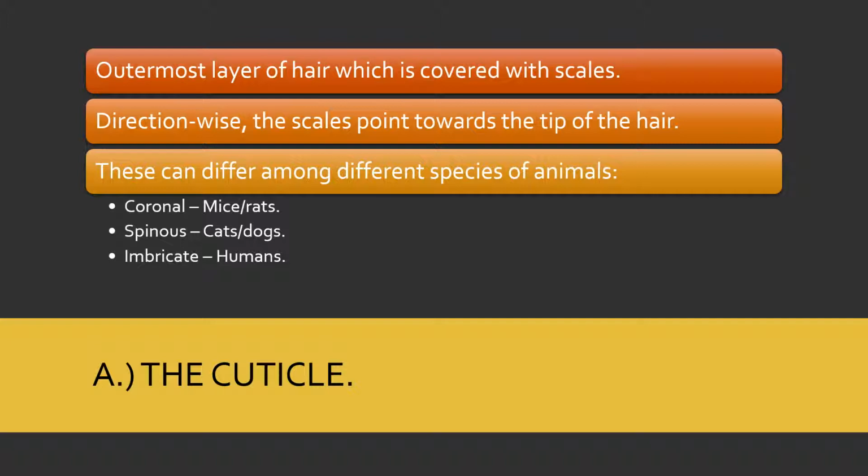Coronal, you typically see in mice or rats. Spinous, not quite sure how to pronounce that word, is in cats and dogs. And then imbricate is humans. So again, forensic scientists can look at the cuticle and the different styles and determine if it was a cat or a dog, a human, mice, rats, whatever the case may be.